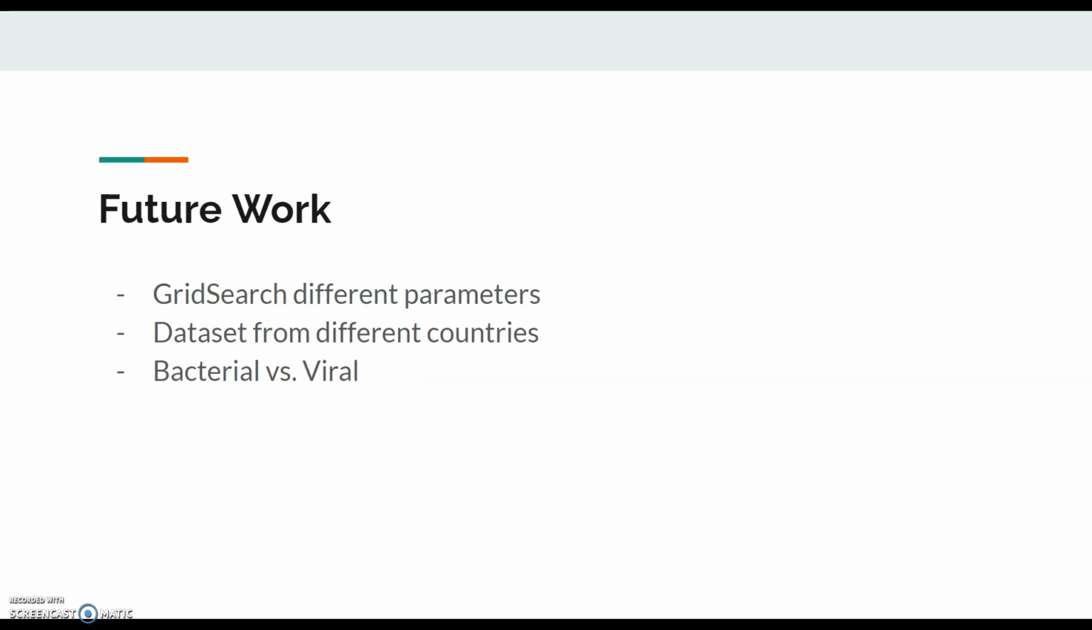Now, for our future work, we would like to implement grid search to try different parameters. Also, the dataset was somewhat limited since the patients were women aged 1 to 5 in Guangzhou, China. We may want to also try to classify whether the pneumonia is bacterial or viral.